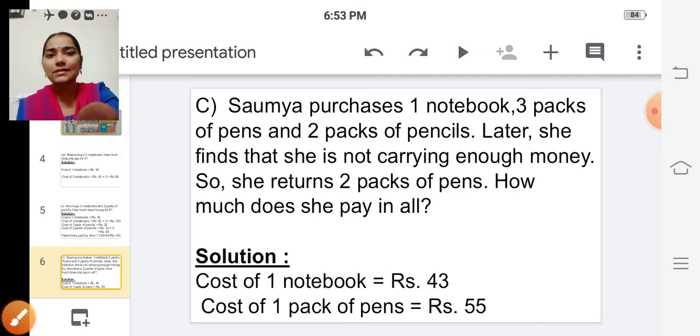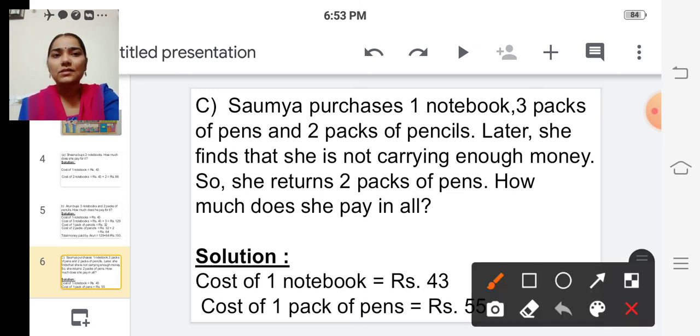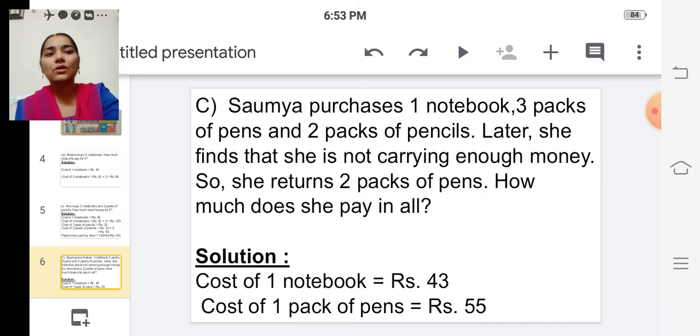So in the second step we have to subtract the cost of 2 packs of pens. Okay. And then we have to add the remainings. Then we will get the answer. So let's do the solution.